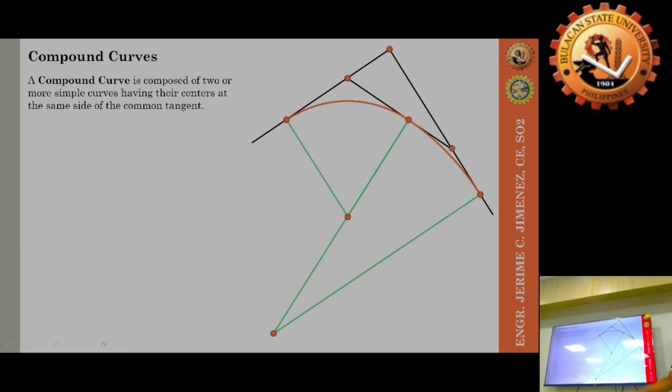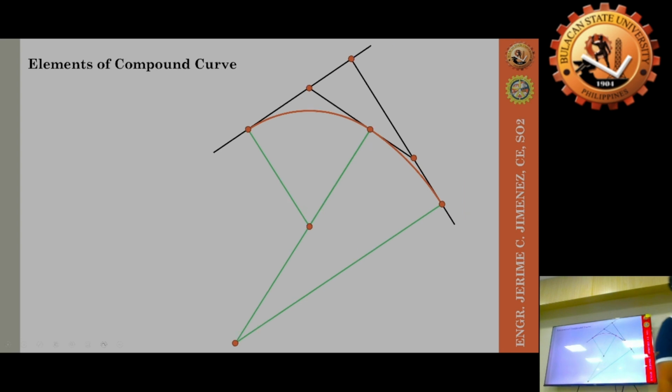Okay? Kung tatlo yan, kung tatlong simple curvature yan, magkakaroon ka pa dito ng isa pang origin. So, magkakahilera ulit yan. Okay? Yan yung definition ni compound curves. And ganyan yung drawing ni compound curvature. Okay? So, dito, ang didiscuss lang natin is the elements of the compound curvature. Madadagdagan lang tayo dito ng dalawang formula. And yung formula na yun is napakadali lang.